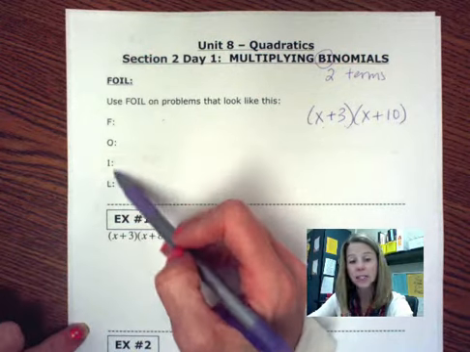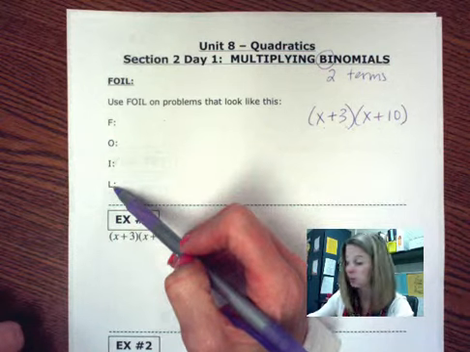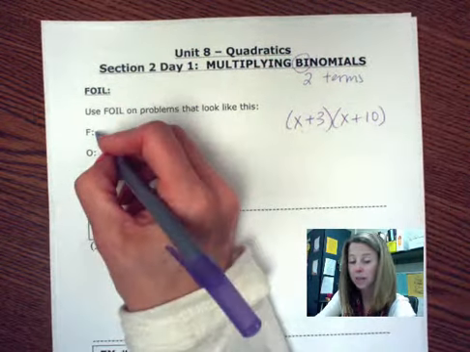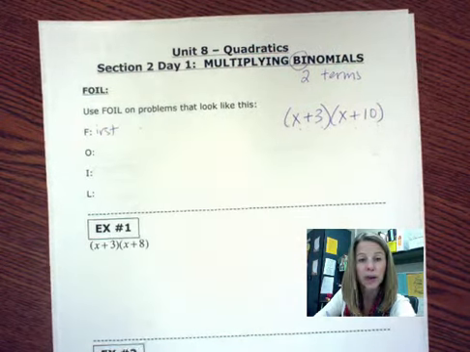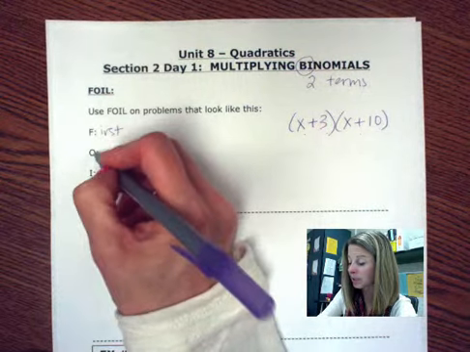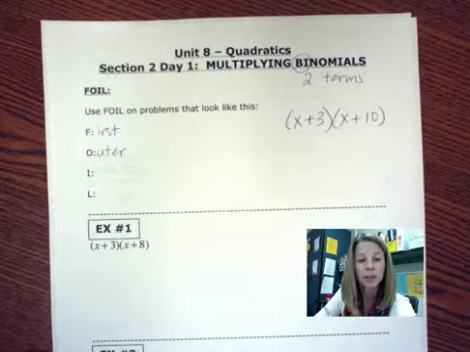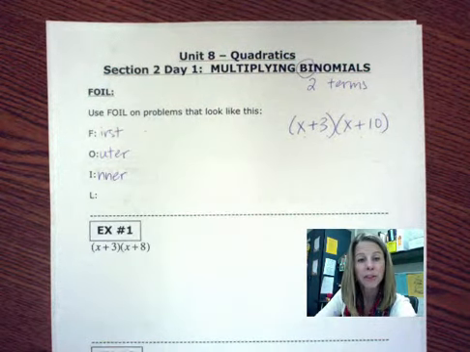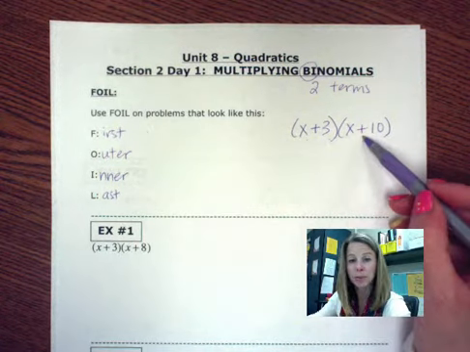We're going to use a technique called FOIL. And FOIL is just a fancy way of multiplying these together. So let me tell you what that acronym stands for. The F stands for first, O stands for outer, the I stands for inner, and the L stands for last. So let me show you how that works on a problem like this.